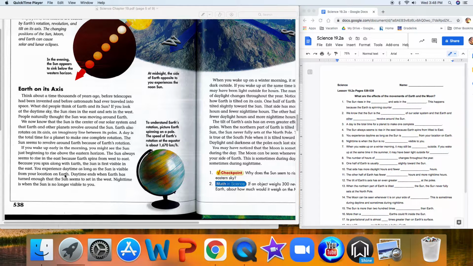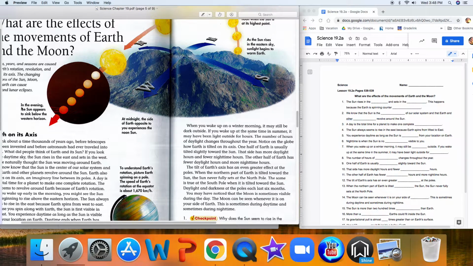So when we talk about daylight hours, guys, we're talking from the time I can see the tip of the sun to the time I can't see the tip anymore. Daytime ends as soon as the Earth has turned enough that the sun seems to be setting in the west. Everything else would be nighttime. Nighttime is when the sun is no longer visible to you.